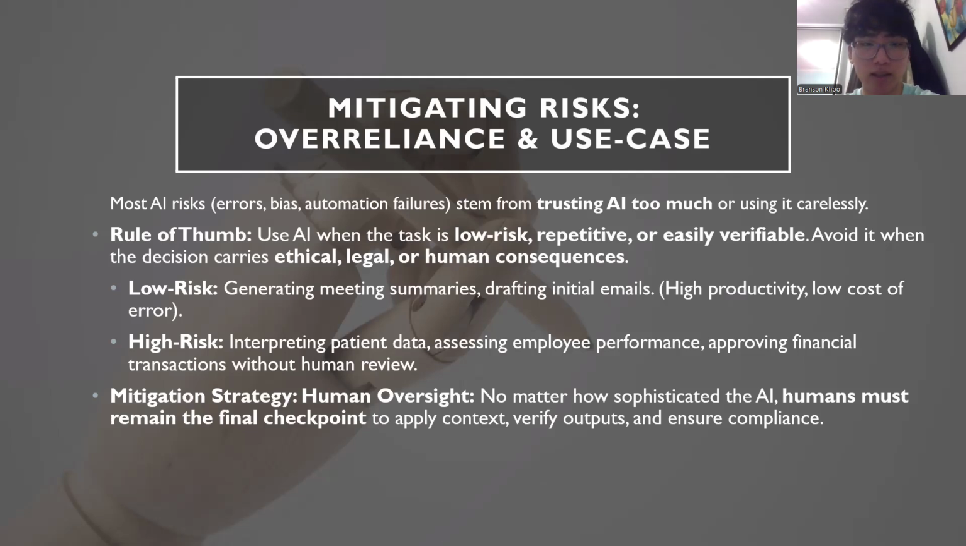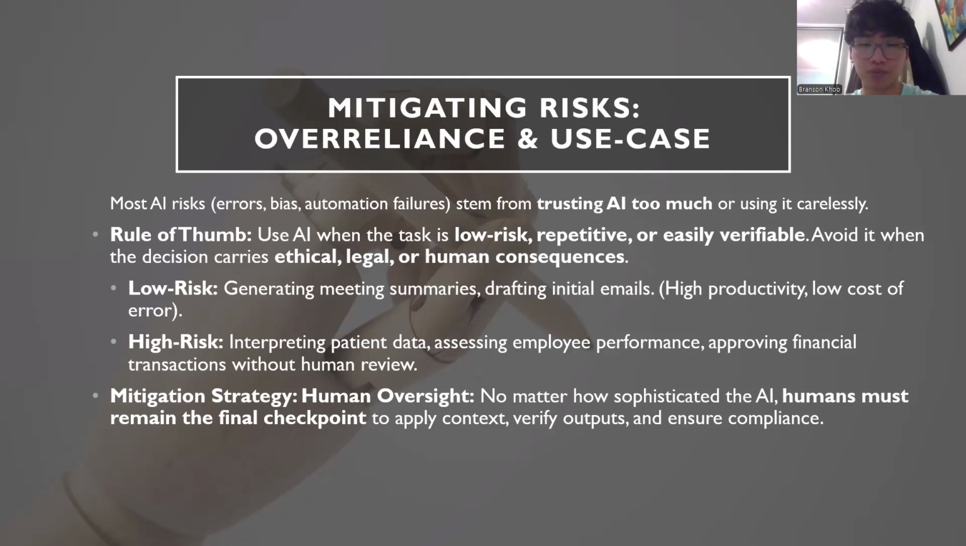The best way to mitigate these risks, therefore, isn't to fear AI, but to use it with intention. Professionals need to develop a clear understanding of when AI adds value and when it doesn't. A good rule of thumb is this: use AI when the outcome is low risk, repetitive, or easily verifiable, and avoid it when the decision carries ethical, legal, or human consequences.